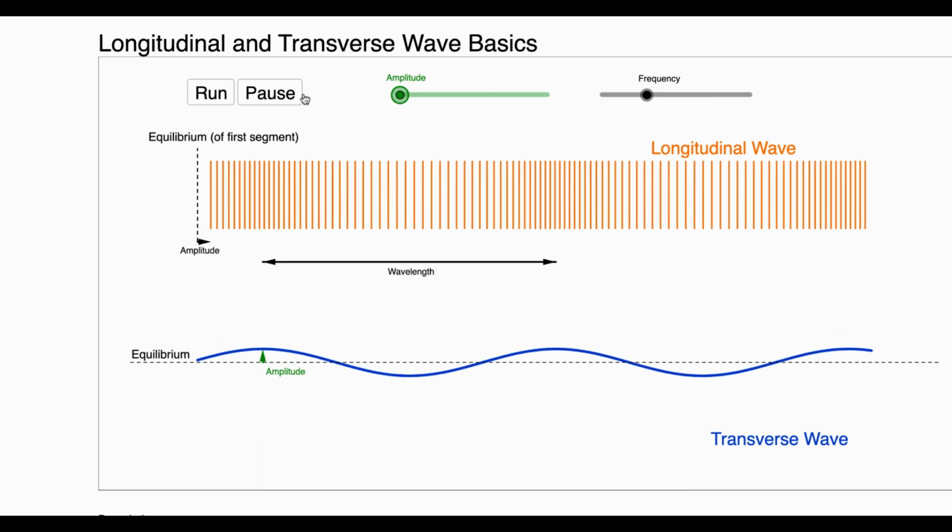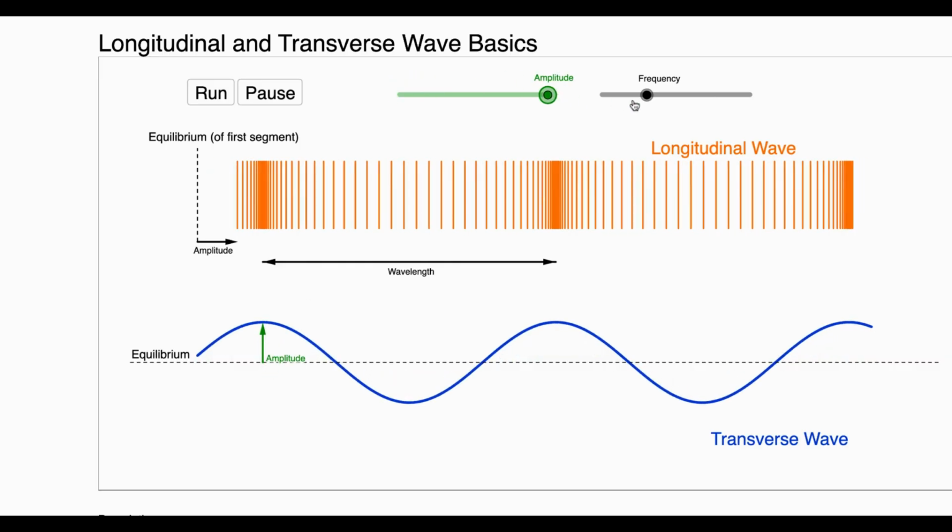Now, if I decrease my amplitude, you can see that the distance from the middle to the top is shorter than if I increase the amplitude. Now, how does that look from a longitudinal wave's perspective? So this is a transverse wave. This is probably what you've encountered before, but how does the amplitude look in the context of longitudinal waves?